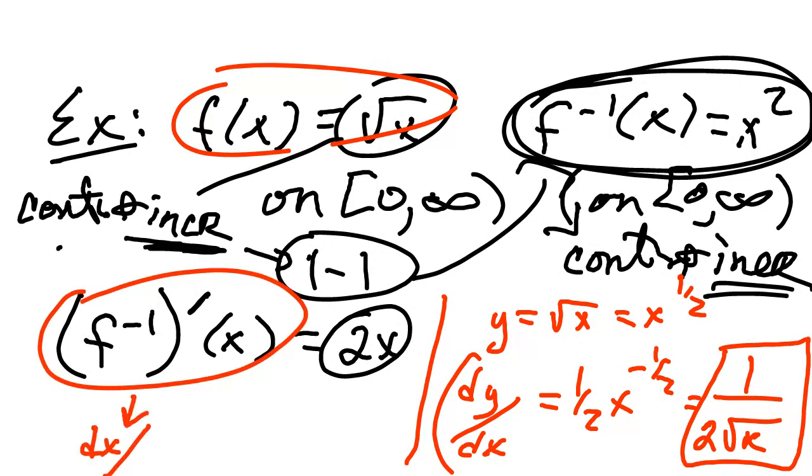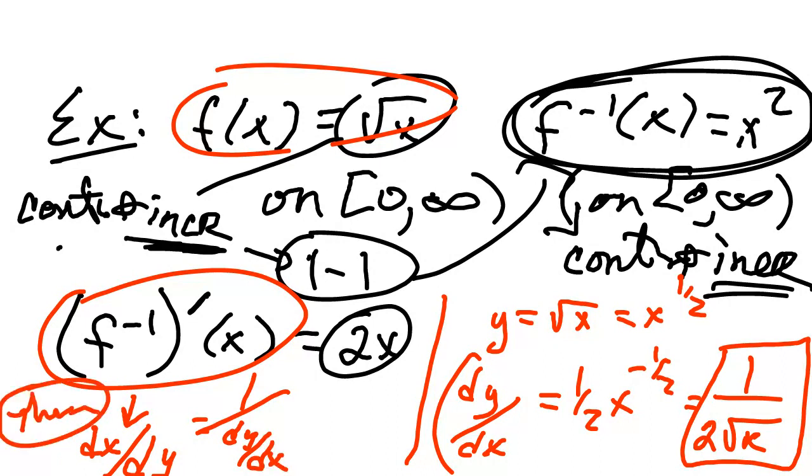And then, of course, f inverse prime, how do I rewrite that? I could rewrite that as dx dy, right? Couldn't I? So what is dx dy? It's going to be 1 over dy dx by the theorem, right? Everybody agree? Okay. Well, so this is going to be 1 over this box, right? So 1 over, wait a minute. Something right here. That's 2 root x, not 2x.